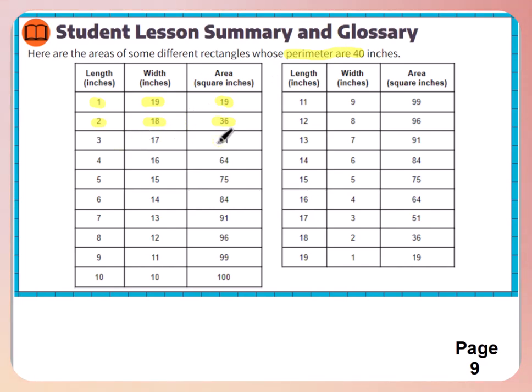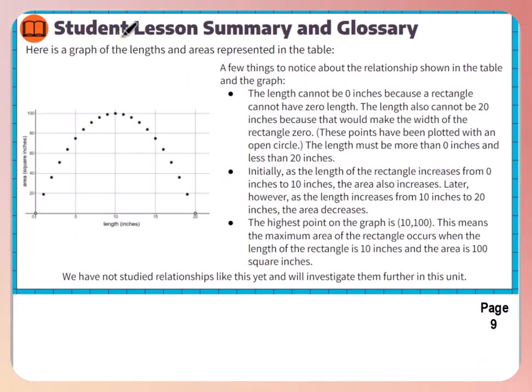Okay, but look at how the areas change. So just take a minute to look at that. Doesn't stay constant, does it? It kind of threw me off because I would think that it would be the same area, but it's not if we change the length and the width. Now here's a graph of the lengths and the areas represented by the table. If we graph those, look at what that looks like.